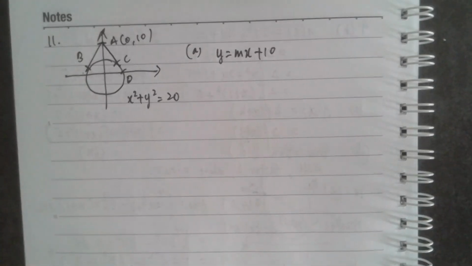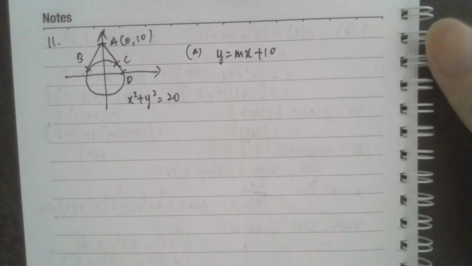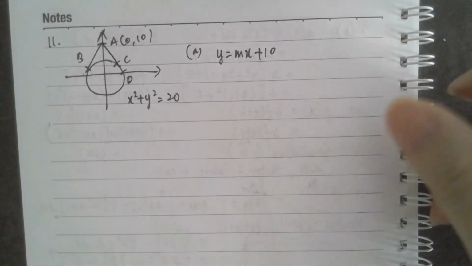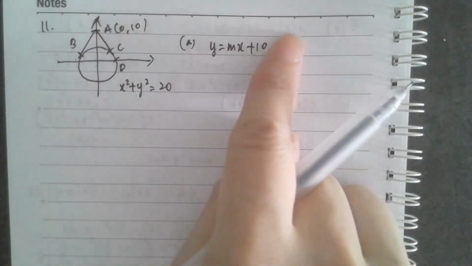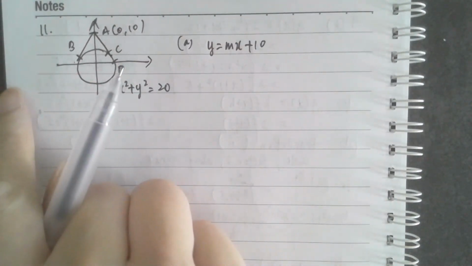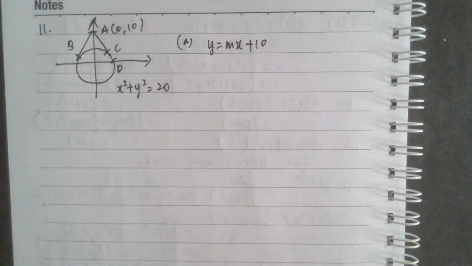Before we begin to solve the problem, we must understand the meaning of tangent. Tangent means it touches the curve, the circle, once. So this m could have two values, one positive at B and one negative at C. That's the reason why the question asks for two possible values of m.